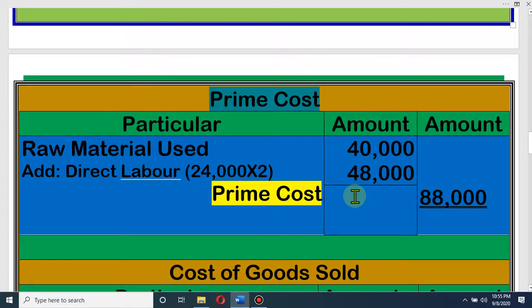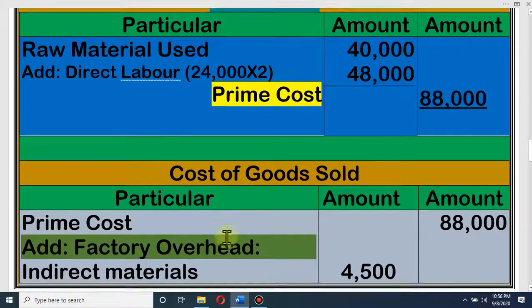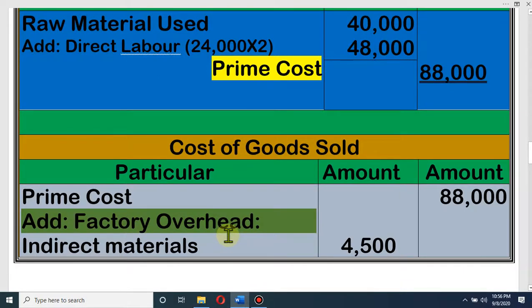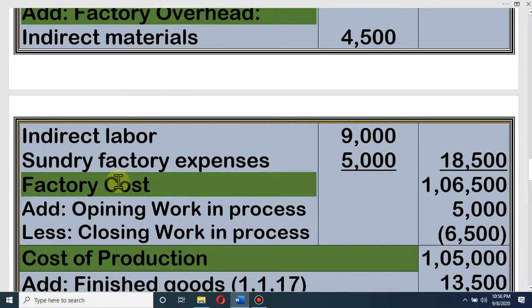Again I am telling you, if you have confusion, of course you will share with me. Dear student, now cost of goods sold. That means we have to find the amount of cost of goods sold. Again I would like to tell you the formula at first. What is the formula of cost of goods sold? At first you have to write the prime cost, and with the prime cost we have to add the factory overhead. Then you know that is factory cost.